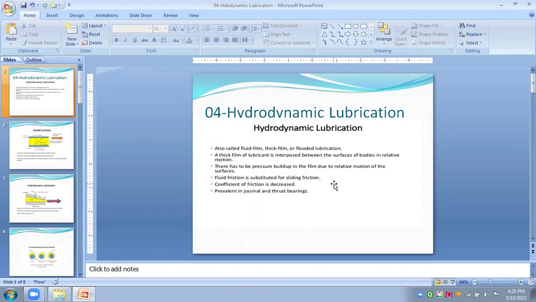In this type of lubrication, there is no external pressure supplied to the film; the pressure builds up in the film due to the relative motion of the surfaces. In hydrodynamic lubrication, the supporting high pressure fluid film is created due to the shape and relative motion between the surfaces. The moving surface pulls the lubricant into a wedge shaped zone at a velocity sufficiently high to create the high pressure necessary to separate the two surfaces. Fluid friction is substituted for sliding friction, and the coefficient of friction decreases, so the load carrying capacity of these bearings is somewhat lower than hydrostatic bearings.